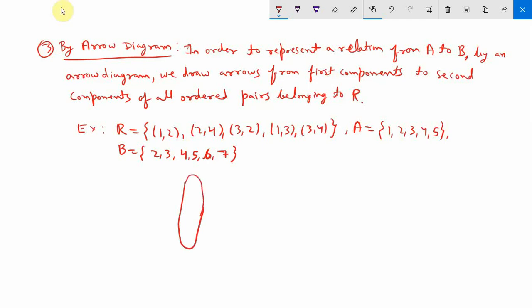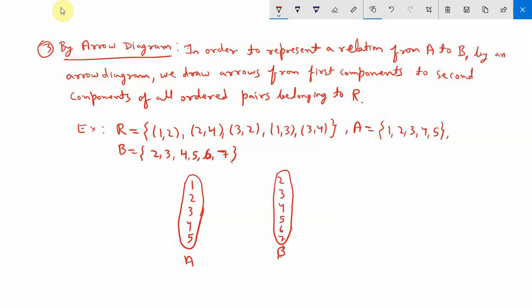So in set A we have 1, 2, 3, 4, 5. This is our set A. Next we will draw set B and write all the elements inside it: 2, 3, 4, 5, 6, and 7. This is set B.